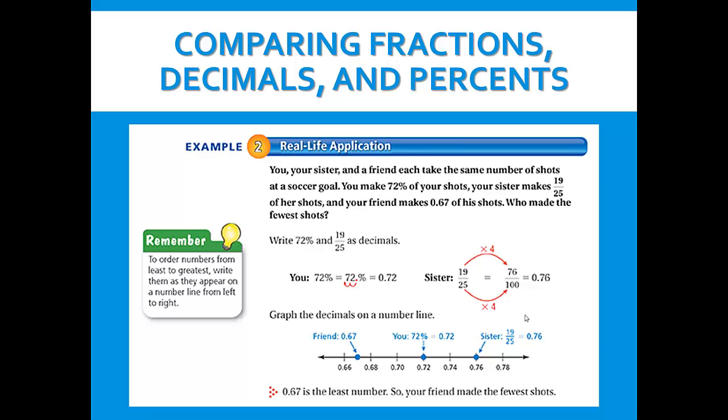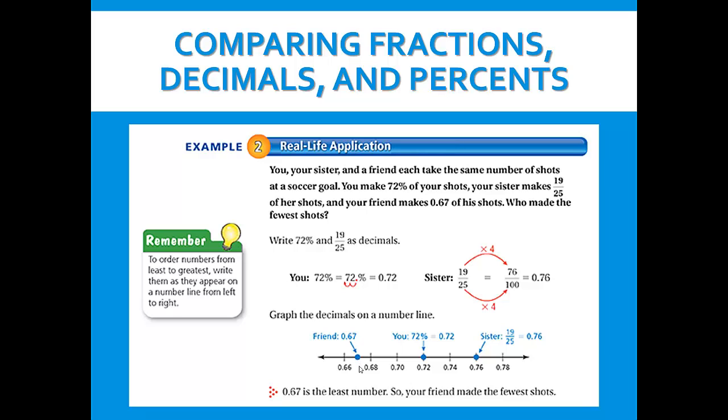Now we can order all 3 of them on a number line. You had 0.72 or 72 hundredths, and that would be here in the middle. Your sister had 0.76 or 76 hundredths, and that would be to the right of 72 hundredths. And then your friend made 67 hundredths of his shots, and that would be to the left of you. 67 hundredths is in between 66 hundredths and 68 hundredths.